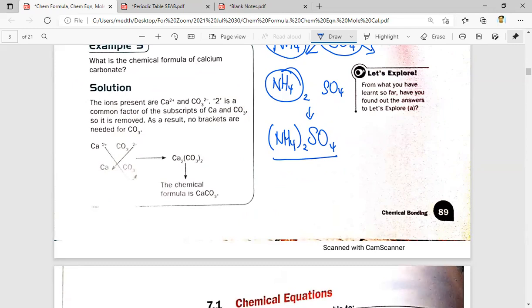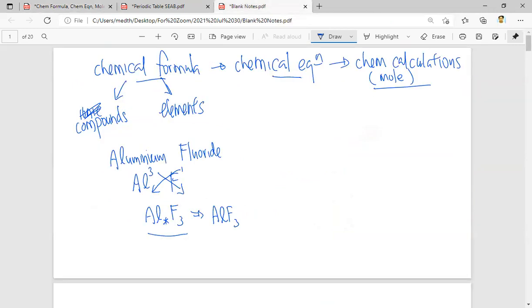Once able to do all this, I think it's generally quite okay already. So let's try another example. Let's try ammonium carbonate. So how exactly to write the chemical formula for ammonium carbonate? So ammonium is NH4 plus. Carbonate is CO3 2 minus.